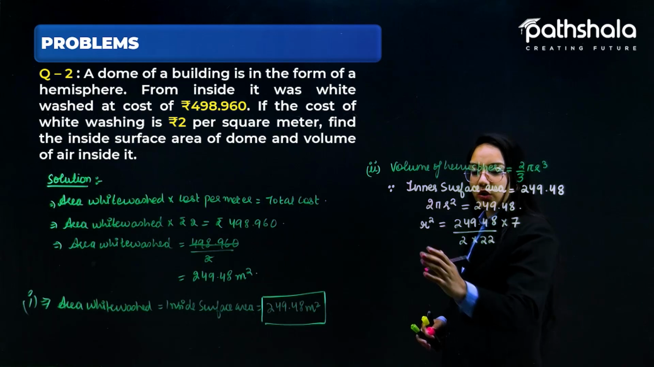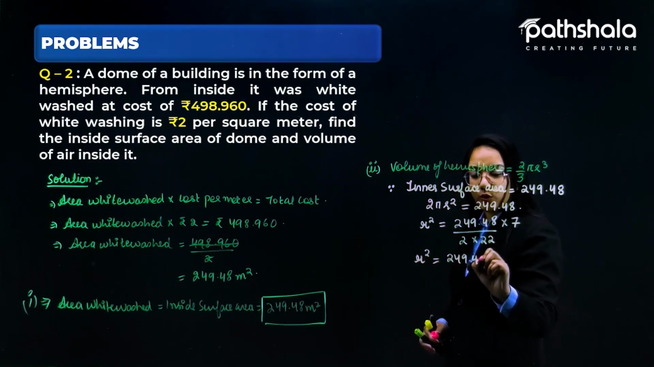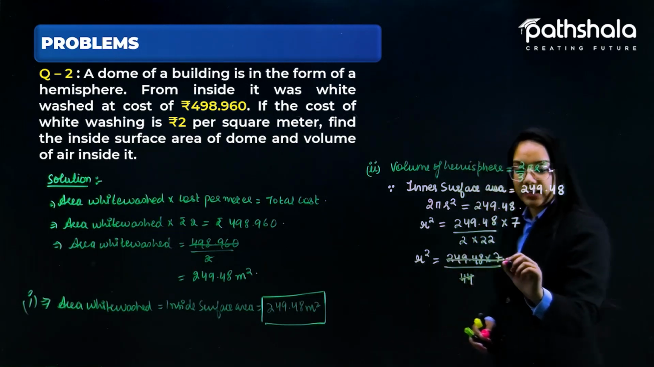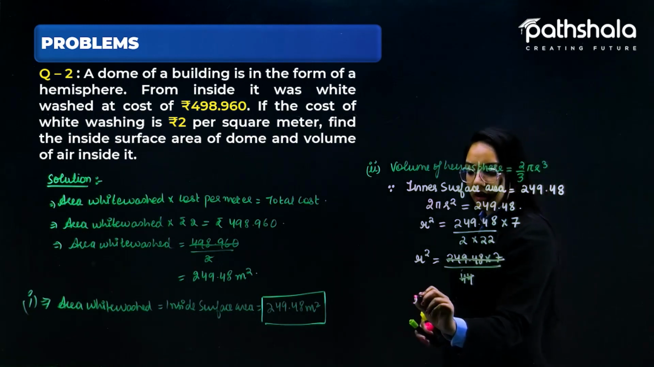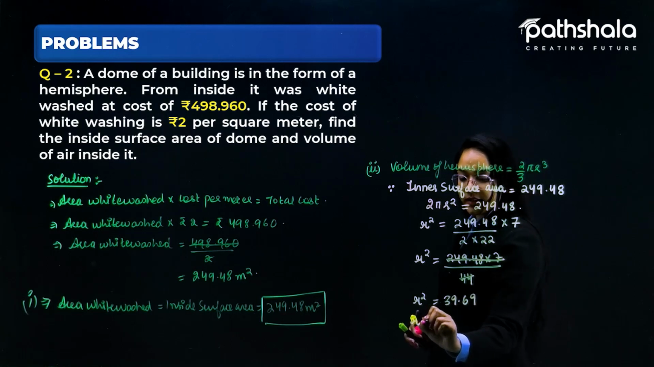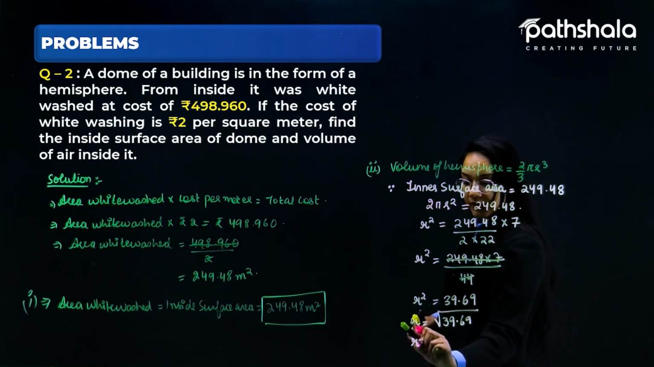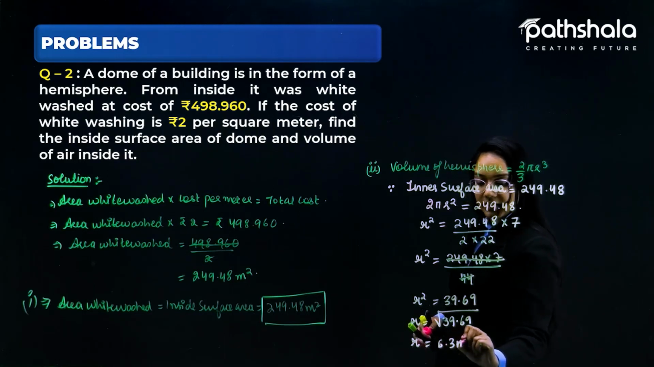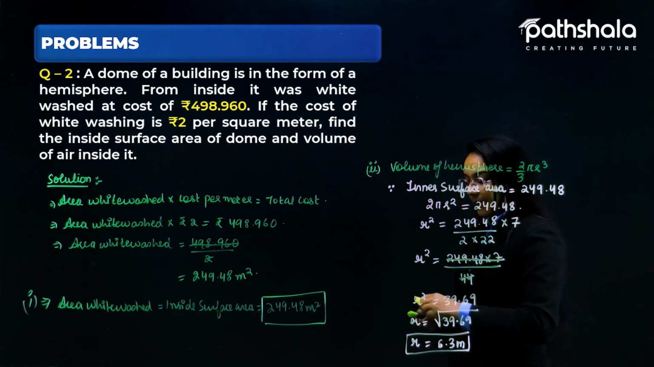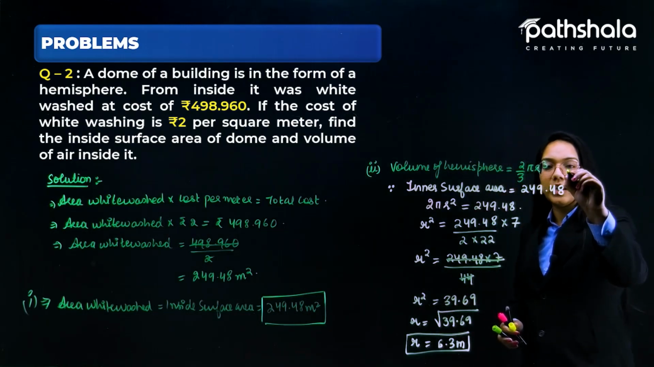So r square is equal to 249.48 into 7 divided by 44, and when we cancel it out, we get r square is equal to 39.69. Hence the radius is the square root of 39.69, which comes out to be 6.3 meters. This is the radius of the hemispherical dome, and using this radius we can calculate the volume of the hemisphere.